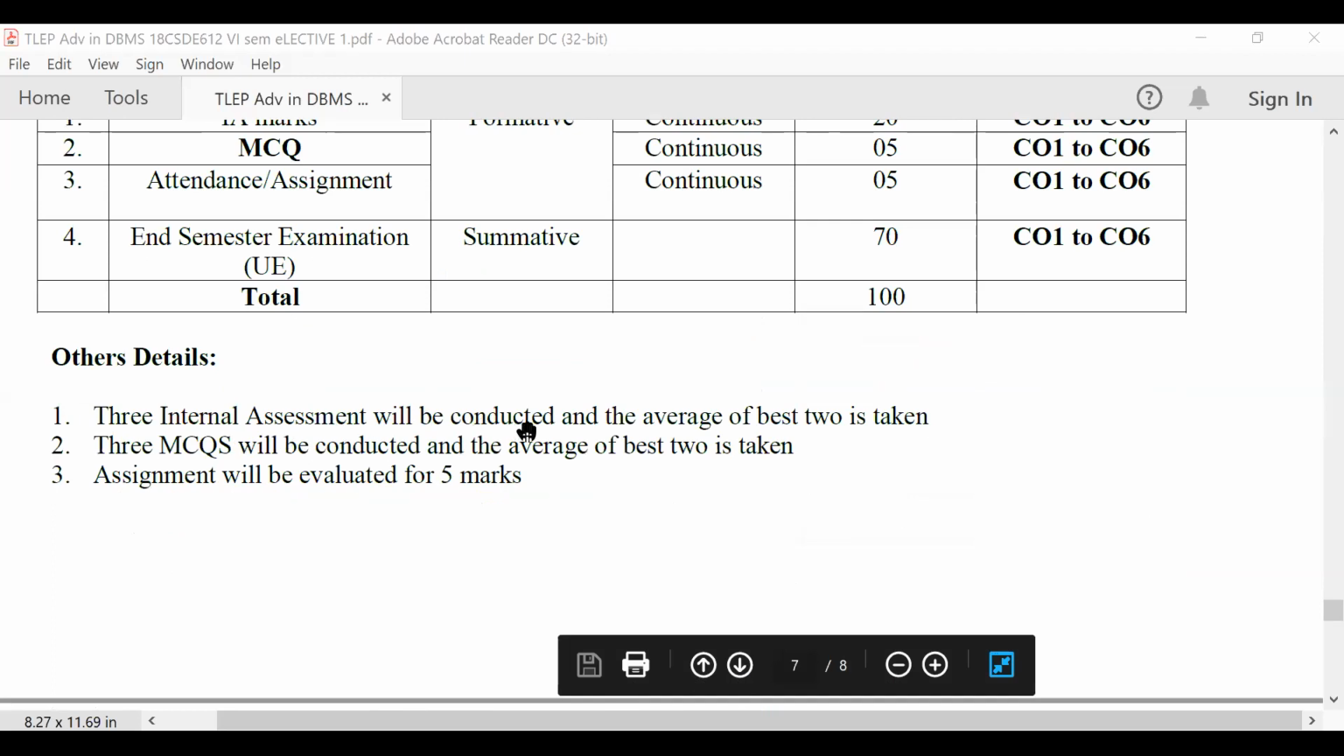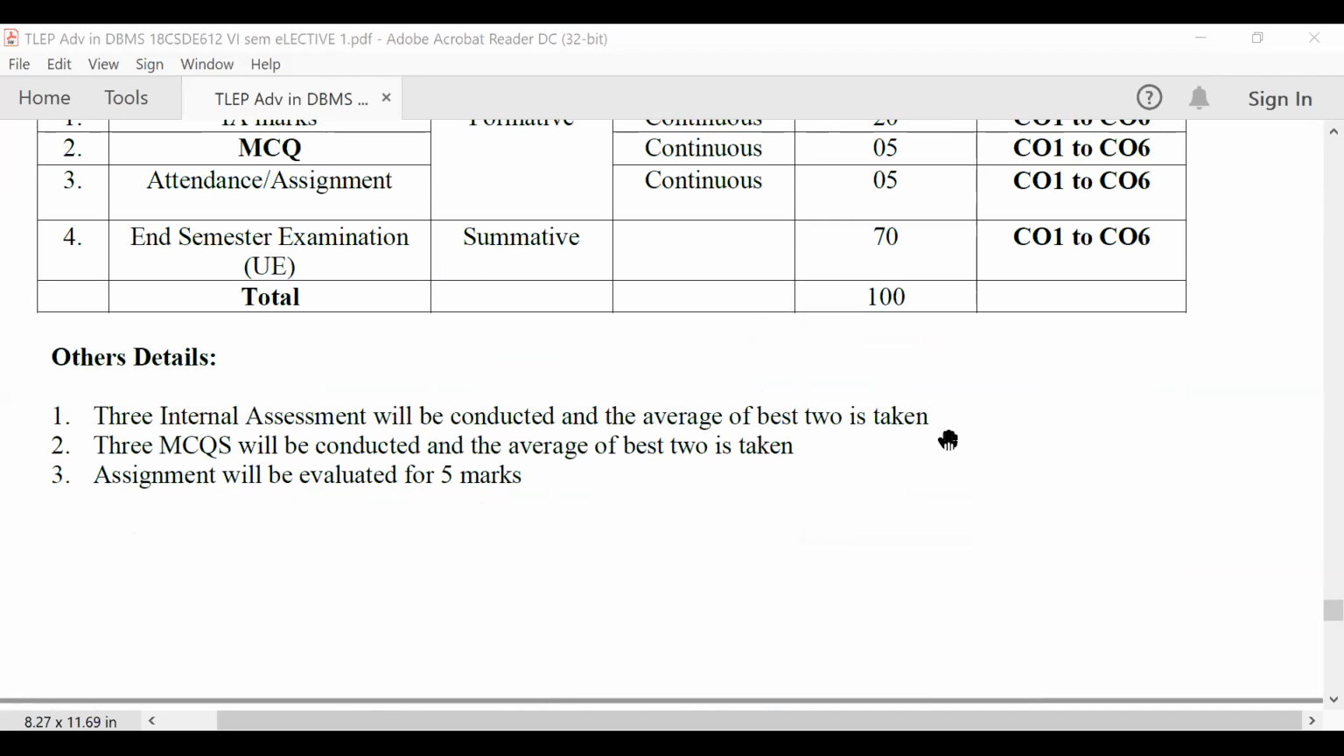3 internal assessments will be conducted and the average of best of 2 is taken. So you will be having OET 1, 2 and 3. Those who wrote and got good marks in OET 1 and 2, no need to write OET 3. Best of 3 will be taken out of 20 marks, and 3 MCQs will be conducted. The average best of 2 is taken, and assignment will be evaluated for 5 marks.